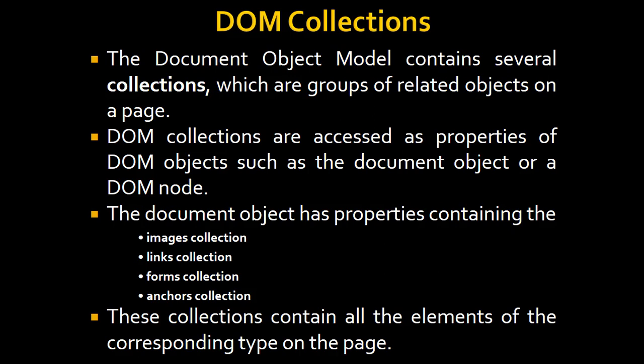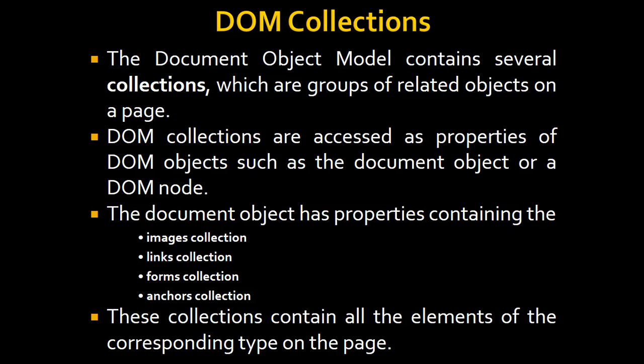Now we need to discuss which collections are inside an HTML page. The document object has properties containing the images collection, links collection, forms collection, and anchors collection. These collections contain all the elements of the corresponding type on a page. That means the images collection contains all the images which are present inside an HTML page.